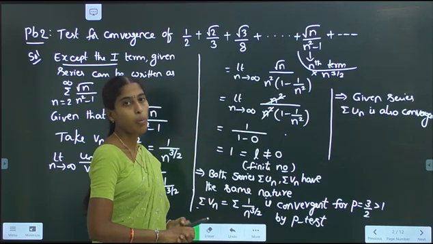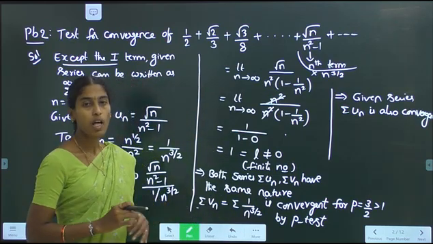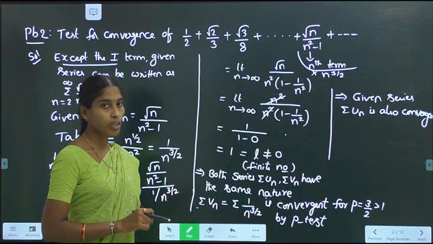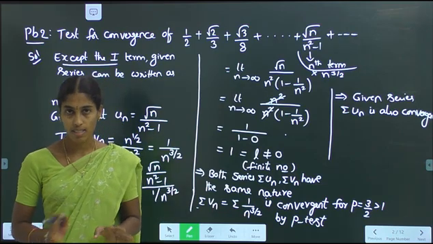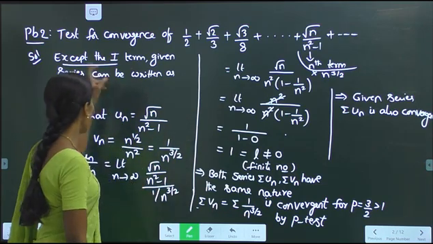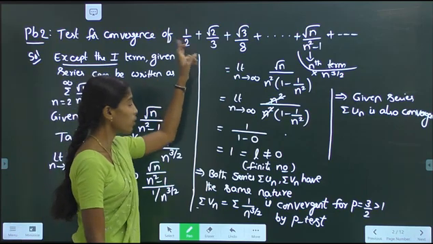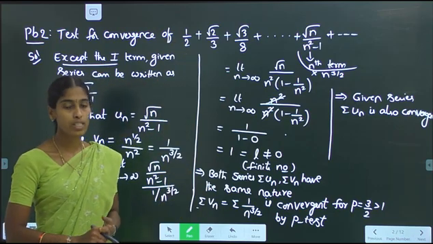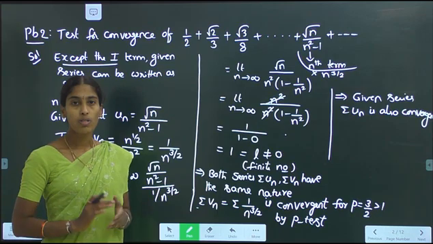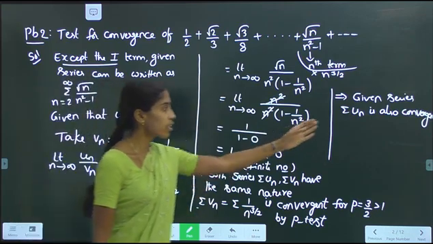Already we discussed the properties of series. In that, by adding a finite term to the given series, the nature of the series does not alter. Here we are writing except the first term because 1 by 2 is a finite number, therefore the nature of the series does not alter. So finally the given series is convergent, right?